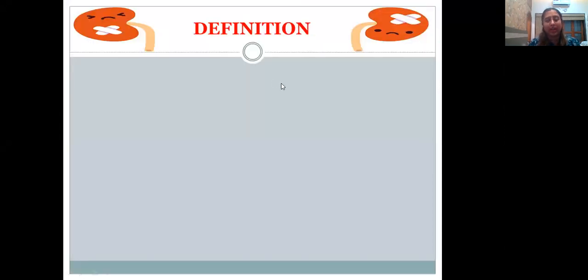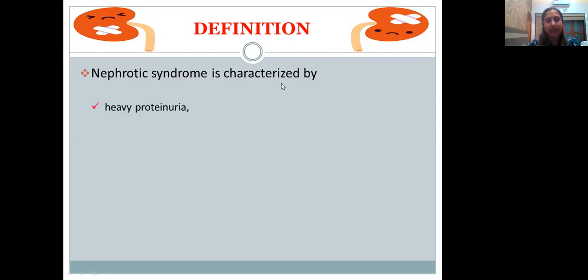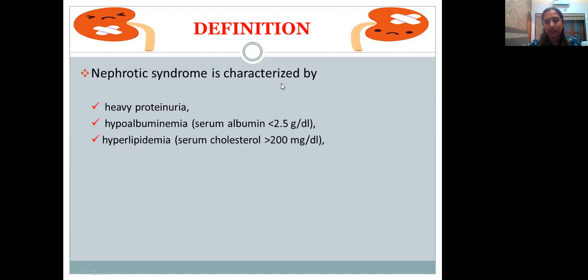So firstly, coming to the definition of nephrotic syndrome. What is nephrotic syndrome? Nephrotic syndrome is characterized by the following points. Firstly, heavy proteinuria, hypoalbuminemia, that is serum albumin less than 2.5 grams per deciliter, hyperlipidemia, that is serum cholesterol more than 200 mg per deciliter, and edema. So these are the 4 points which, if present, we call that the child has got nephrotic syndrome.